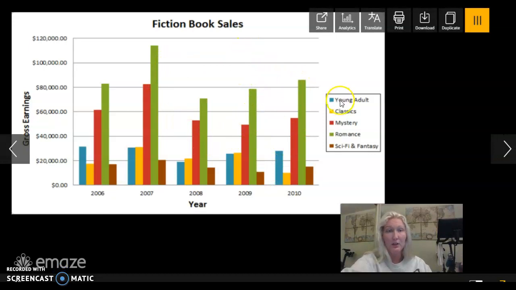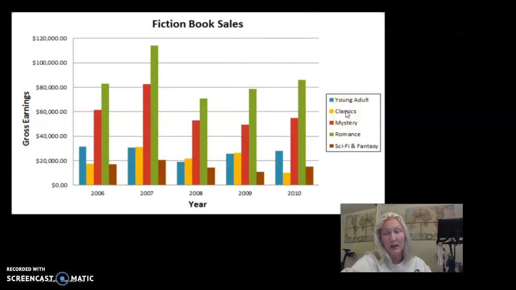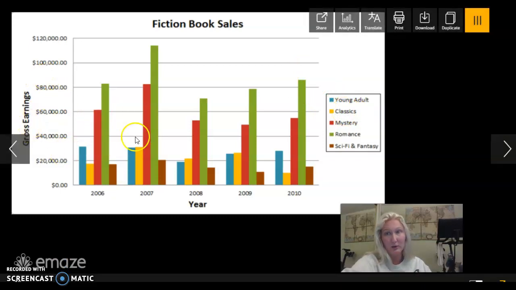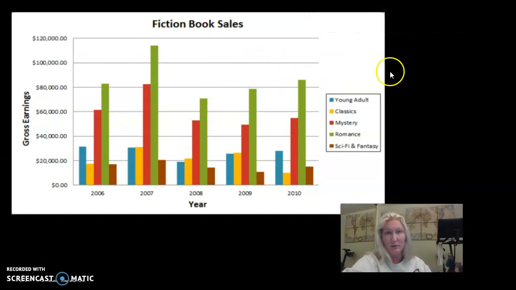graph. So if I asked you, what was the gross earnings, or what was the sales for classic novels in the year 2010, we would look at this right here, right? I'm going to guess that's about 10,000. This one's not labeled as well as we want ours to be, but the point is that data will be complex as we continue, and that's why bar graphs are important moving forward.